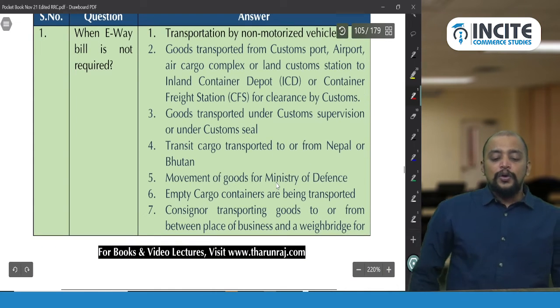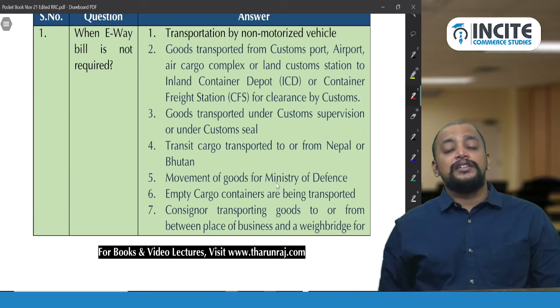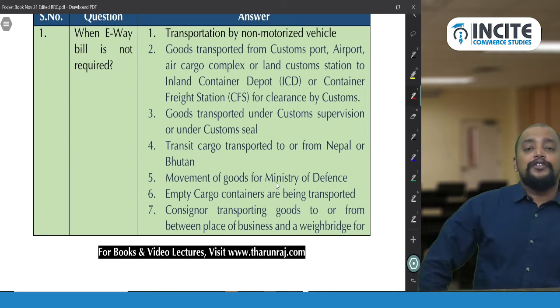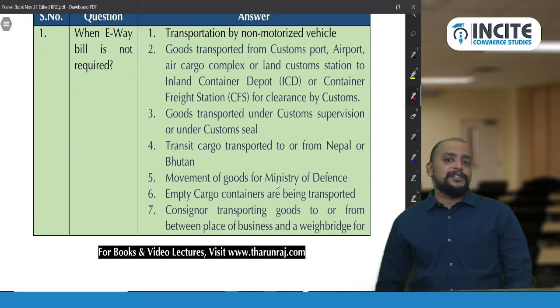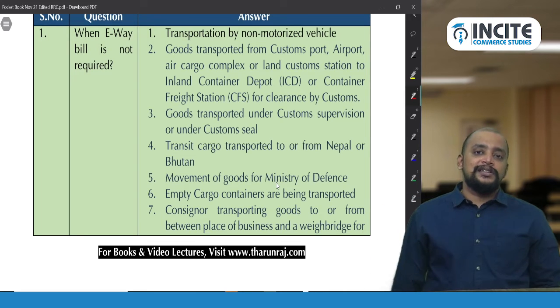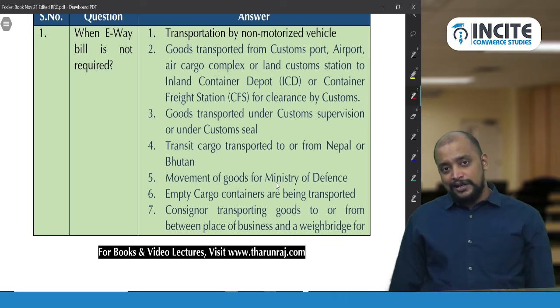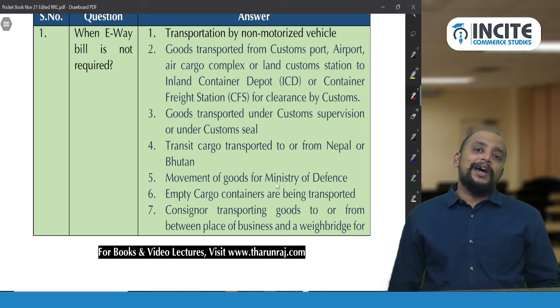Third point, goods transported from the customs port or airport or land customs station to the customs warehouse for deposit of goods without payment of customs duty. So still they are under the control of customs. Due to that reason, usually these goods will have a customs one-time lock, so these goods do not require an e-way bill.